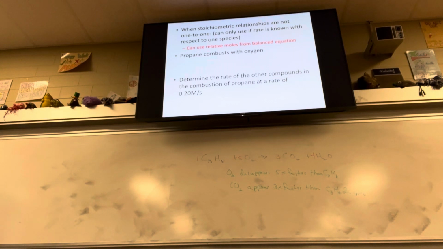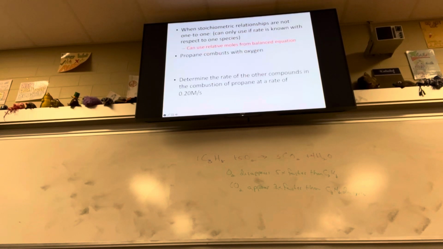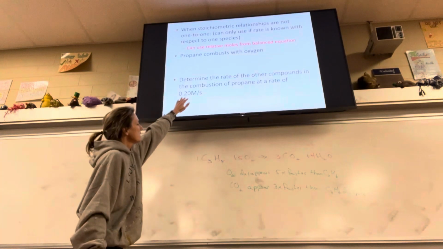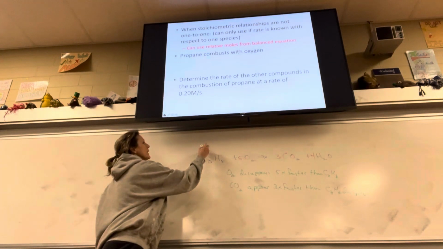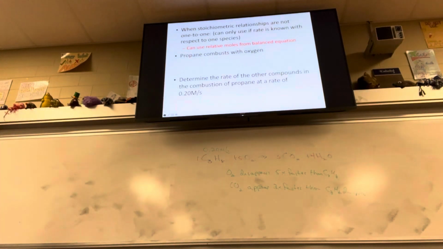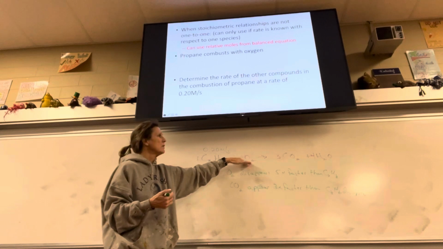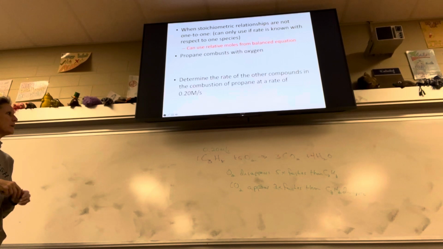So if we know the rate of one substance, and we want to determine the rate of any of these other substances, and we know that the propane is disappearing at 0.2 molar per second, that's propane's rate. Then we can approximate what the rate of the disappearance of the oxygen or the appearance of either of the products is, based on the mole ratios.